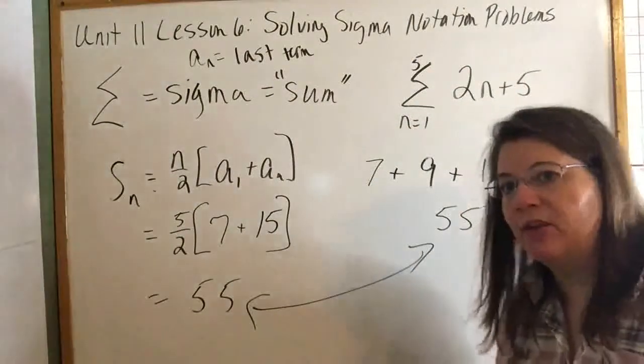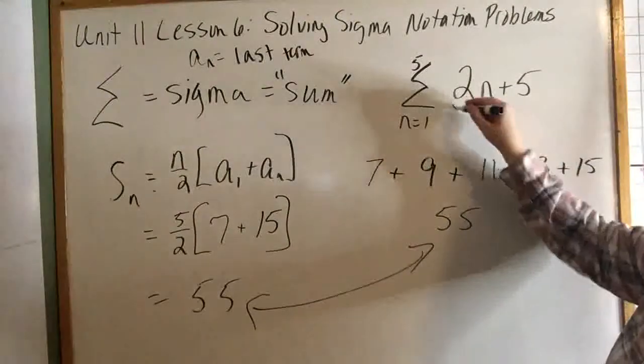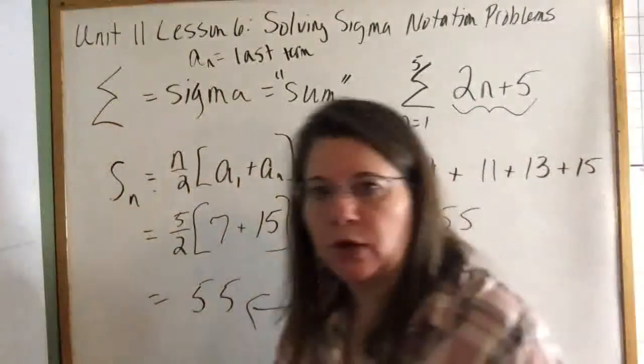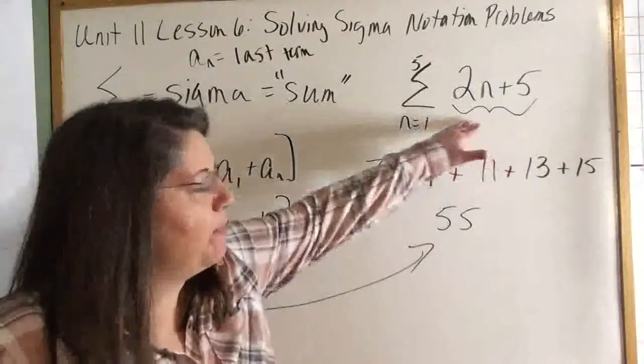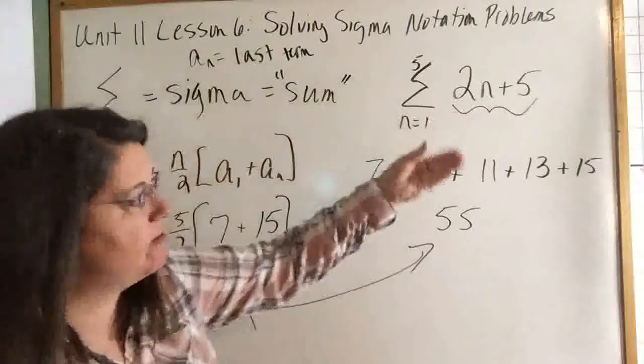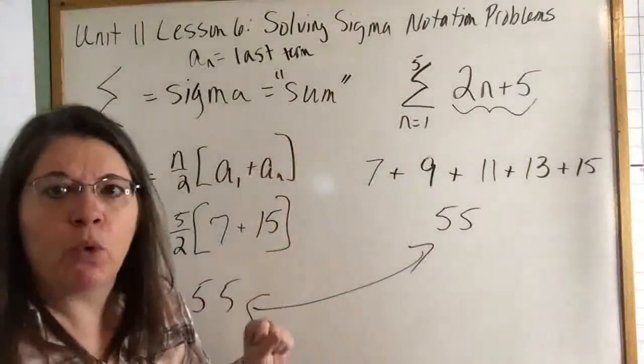Now, how do I know if it's arithmetic? Well, this will be of a linear form, 2n plus 5. That's like a linear equation, right? It doesn't have any exponents in it. Your variables don't have any exponents in them. It's a simple linear type form.